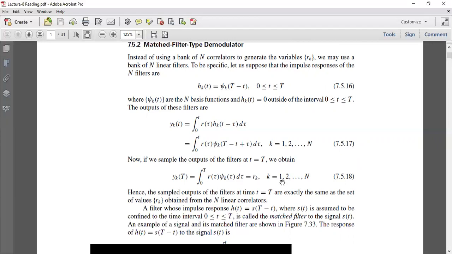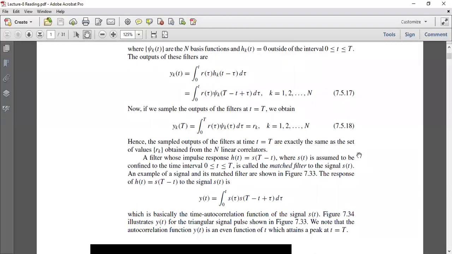Since k goes from 1 to n. So this is one output. K is 1. So then you will put here phi 1 of tau, d tau. And this will become r of k, r of 1. Hence, similarly, you can go from k equal to 2 up to n. Hence, the output samples or the sampled outputs of the filters at time t equal to T are exactly the same as the set of values r of k obtained from n linear correlators.